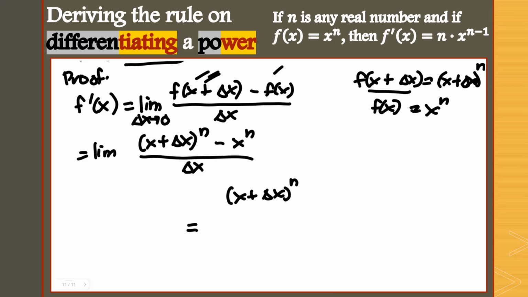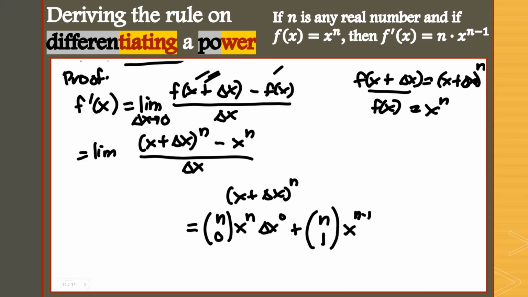You will have this form here, n taken 0, times x to the power of n. The first exponent has n while this has 0. And this is a binomial expansion. Plus, you have here n taken 1, then x to the n minus 1, and then your second term, increment of x, will have 1 now. So as you can see, the exponent of x is decreasing, but for delta x or increment of x is increasing. You also have another plus n taken 2, x to the power of n minus 2, delta x squared.